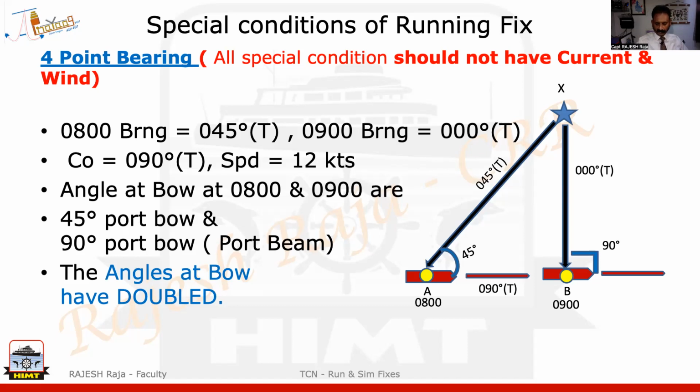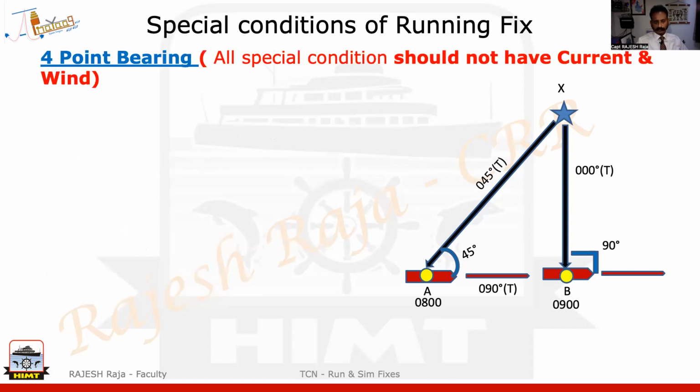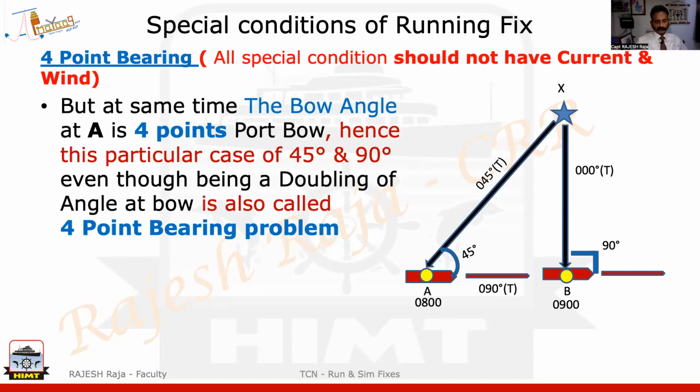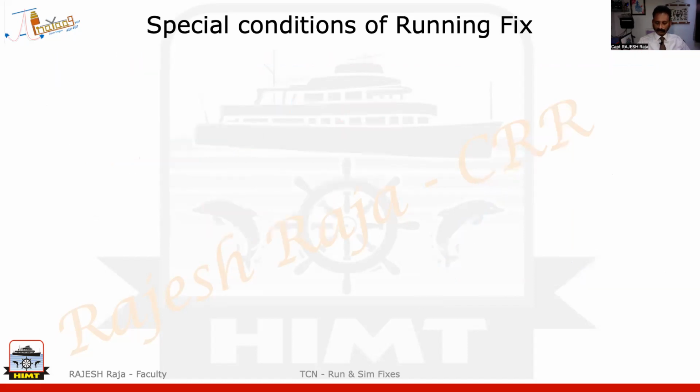Now, there is nothing great for me to explain in the 4-point bearing. All I'm going to do is just point out and highlight that at my first 8 o'clock position, the vessel was sailing 090 and the lighthouse was 045. So that means I had 45 degrees on the port bow. 45 degrees is also 4 points on the port bow. So that is why this particular question and case can also be called a 4-point bearing problem. So there is nothing different from what we did earlier and what we have done now. So that's it. This 4-point bearing has got nothing great about it to understand.